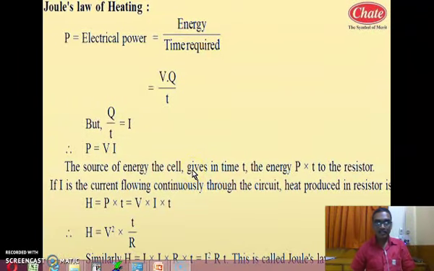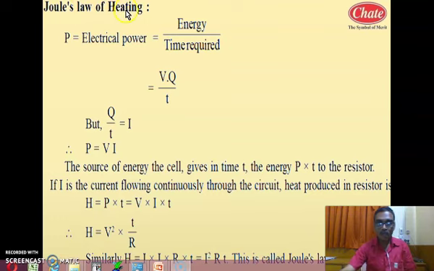Let us start the next part in this chapter, heating effect of electric current. In the previous part, we have studied that the heat produced in an electric circuit is W equal to V into Q. So this heat is also called the work done in the electric circuit. Now let us study Joule's law of heating.